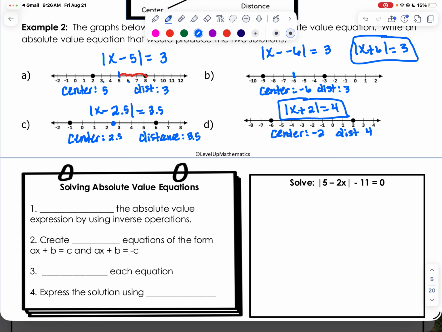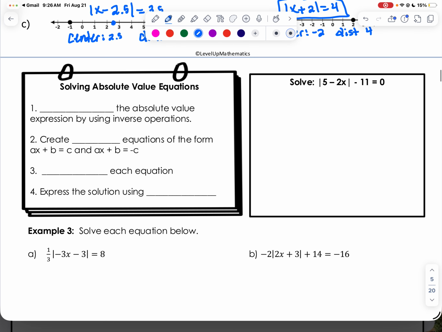All right, now let's get into solving absolute value equations. When solving absolute value equations, the first thing you want to do is isolate the absolute value expression by using inverse operations. So in this example, we have absolute value of 5 minus 2x minus 11 equals 0. We want to isolate that absolute value of 5 minus 2x. So I would add 11 to both sides. And when we do that, we get absolute value of 5 minus 2x equals 11.